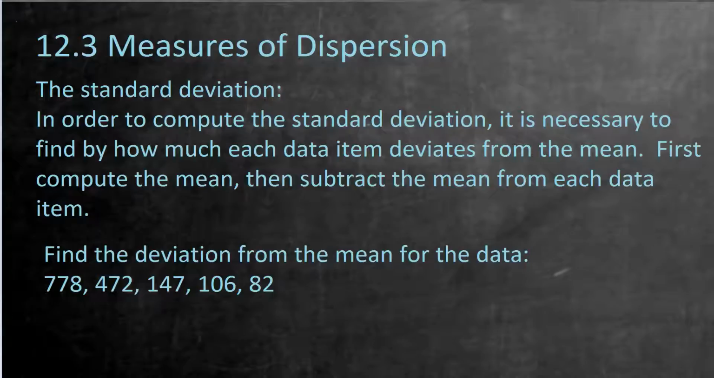So here's our first piece of data. We're going to find the deviation from the mean for the following data: 778, 472, 147, 106, and 82. And if I add those up, I get 1585. And if I divide by my 5 data items, my mean is 317. We know how to find a mean.